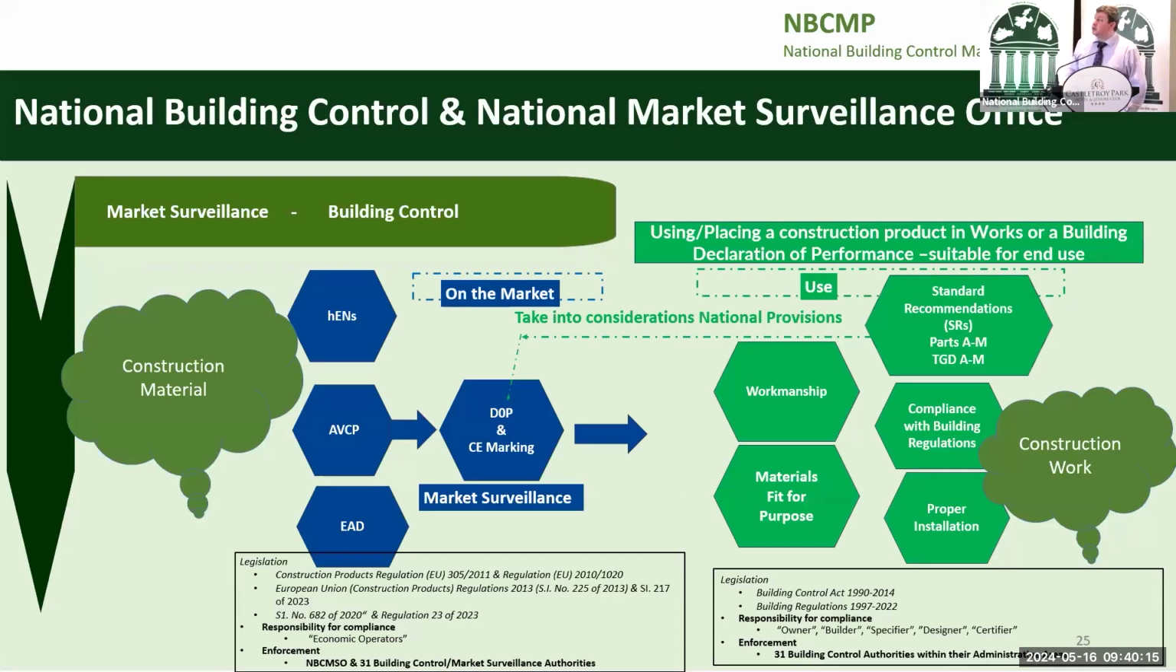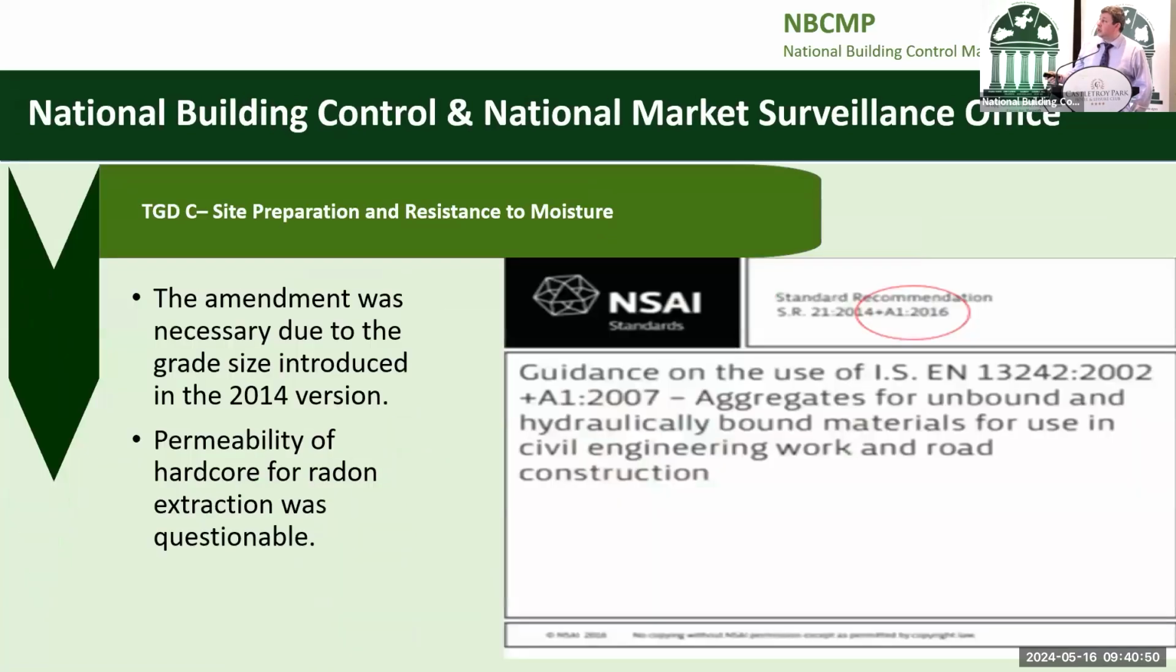And I suppose we move on then to how market surveillance and building control coexist and interact with each other. So you have the construction materials here, the harmonised standards, a system of verification, the DOP, CE markings, and then you come in here to your building on site and your standard recommendations, and they may be part of the DOP as you find out for the blocks. Materials, workmanship, fit for purpose, compliance with the building regulations, and proper installation is all covered there.